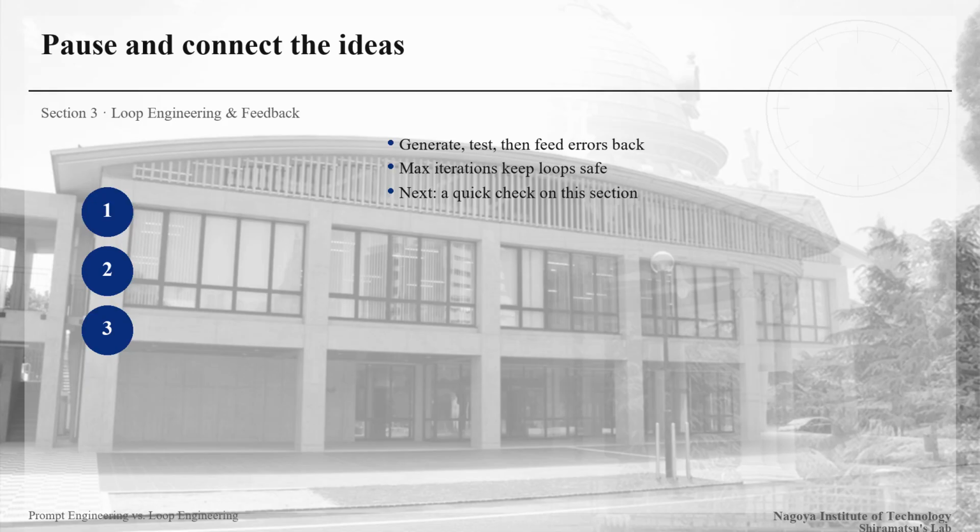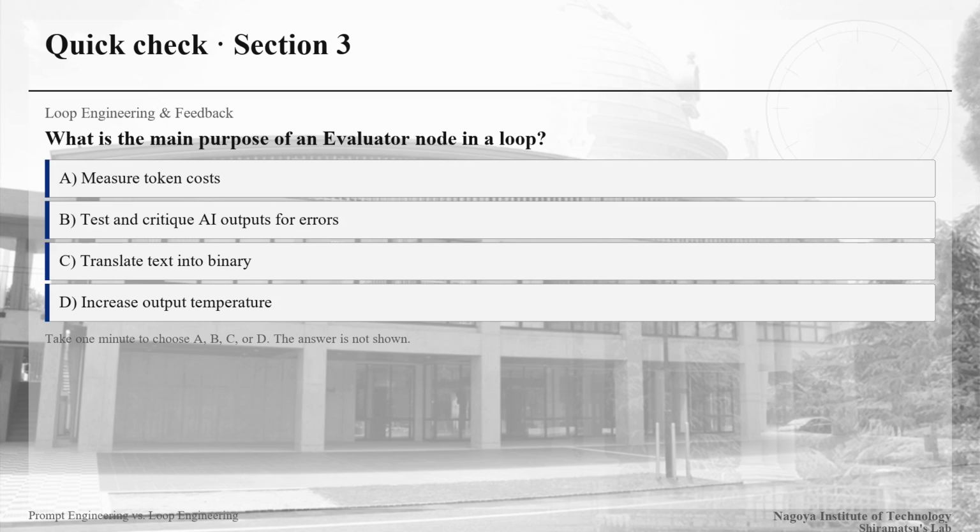Now the quick check. Quick check after Section 3. What is the main purpose of an evaluator node in a loop? Choose A, B, C, or D. Take 1 minute to think, then choose A, B, C, or D. The correct answer is not shown.